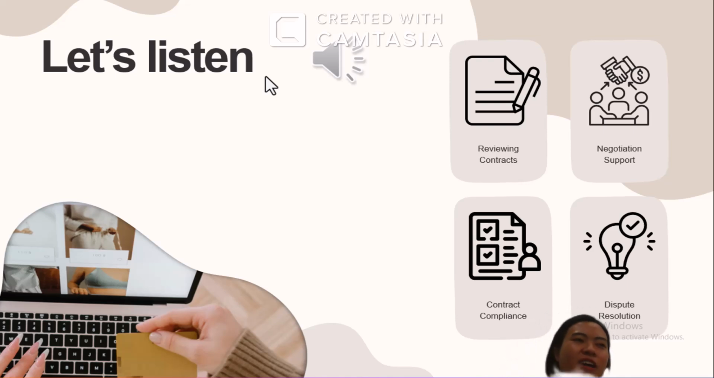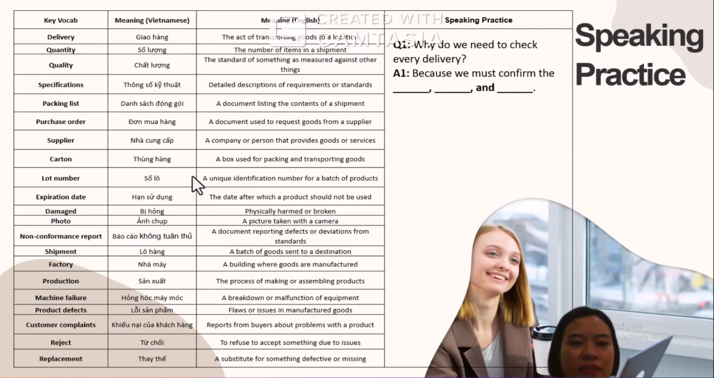Okay, have you got all the main ideas and details of the dialogue? Now let's have a look at this table. On the three left columns, you can see the key vocabulary of today's lesson, its meaning in Vietnamese and its meaning in English. And on the right column, you can see the speaking practice sentences with question and answer. Now, let's start with the first one. Let's give it a try.